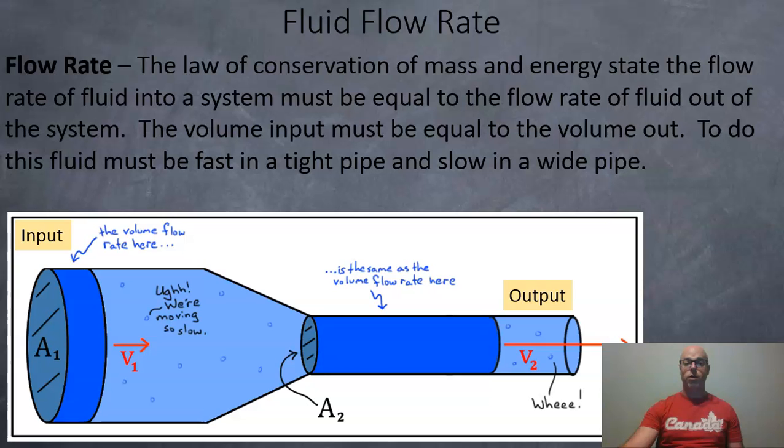To do this, fluid must be fast in a tight pipe like this one, and it must be slow in a wide pipe like this one. So here, if you have a big cross-sectional area, the speed is going to be slow. Here, where you have a tight pipe, the speed is going to be fast.